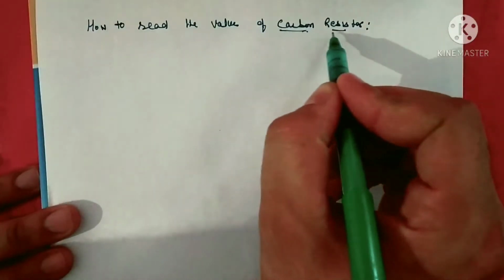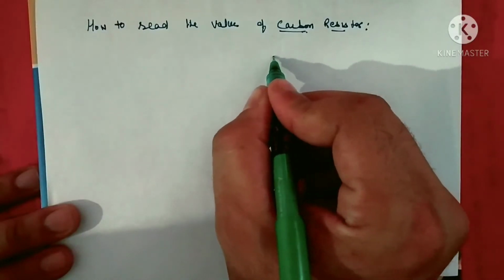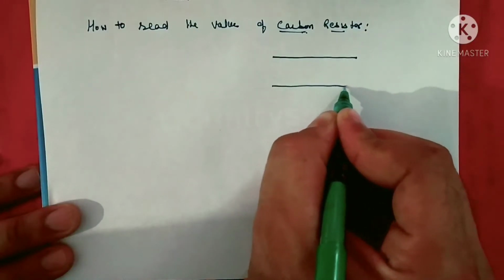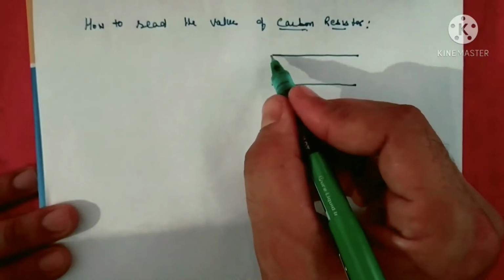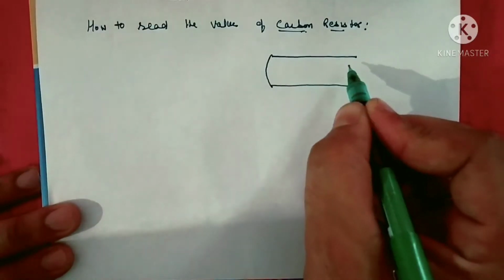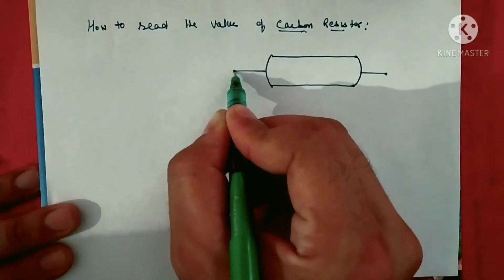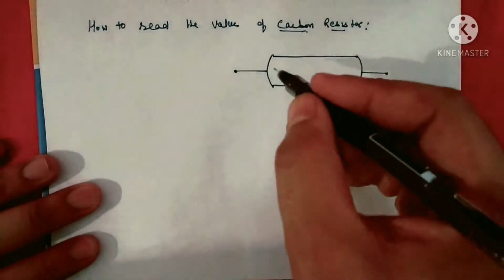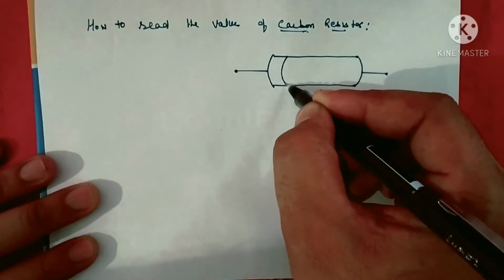Now our important task is how to read the value of a carbon resistor. In the labs we have this type of small resistor component. They are very cheap, not expensive, and small in size. We have these carbon resistors in cylindrical form, and on this cylindrical form there are 4 bands of colors. From the left side we start the bands.